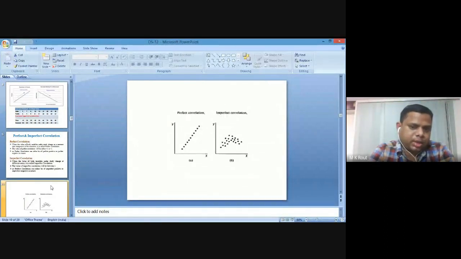But if you compare perfect versus imperfect, the value of perfect correlation will be either positive one or negative one. But in case of imperfect, the value of imperfect correlation will be between 1. That is the biggest difference between perfect and imperfect correlation. Moving to the next one.